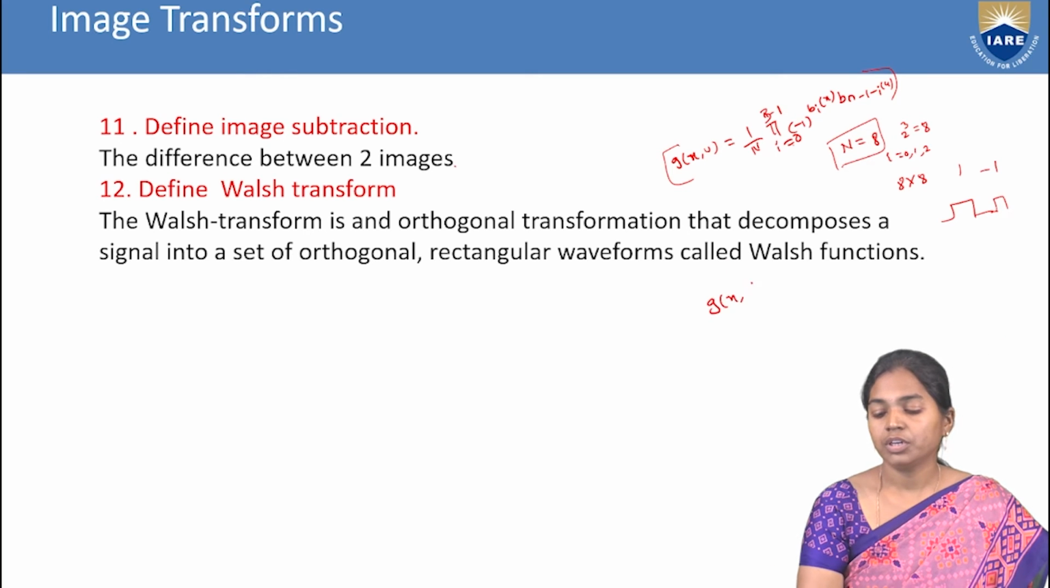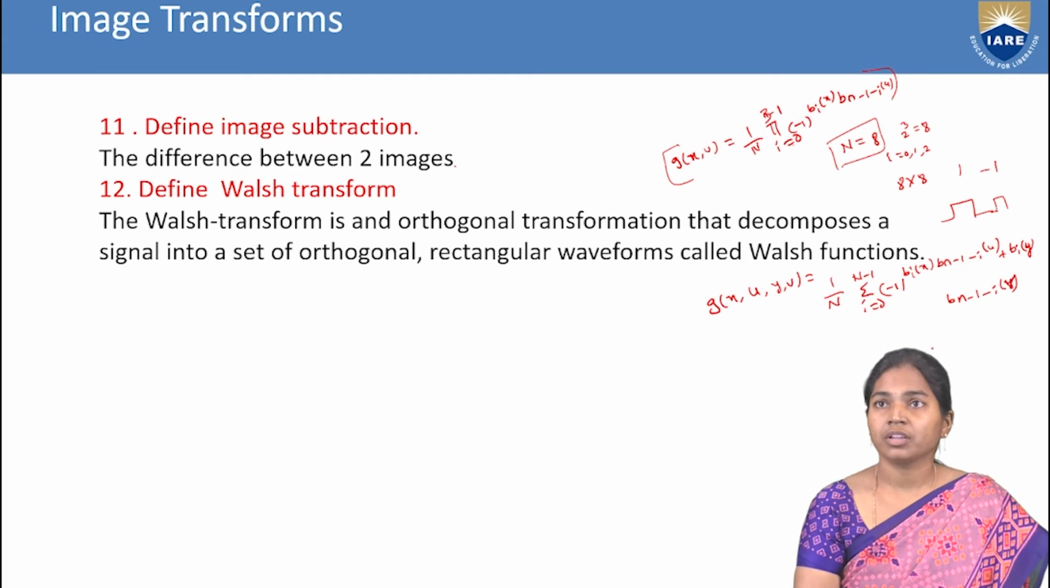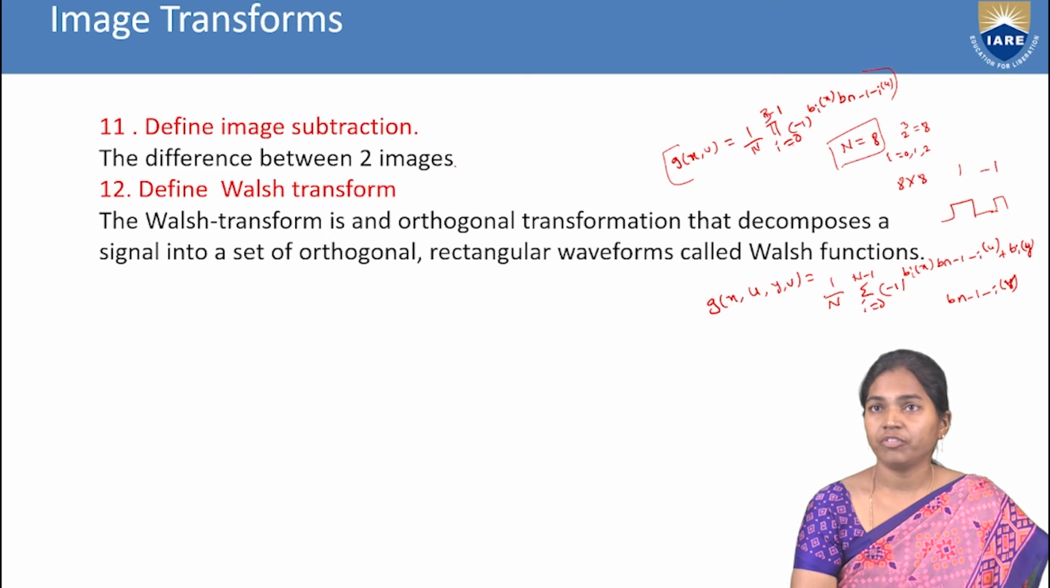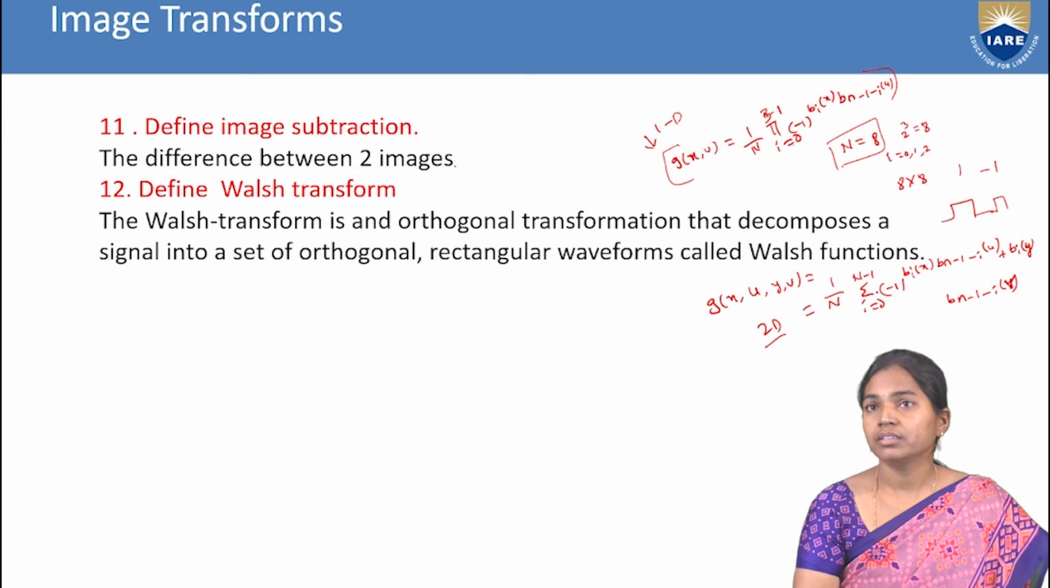When we go for the 2D kernel, g of x comma u comma y comma v equals 1 by n, summation i equals 0 to n minus 1, of minus 1 power b i of x, b n minus 1 minus i of u, plus b i of y, b n minus 1 minus i of v. So this is the 2D kernel of the Walsh transform.